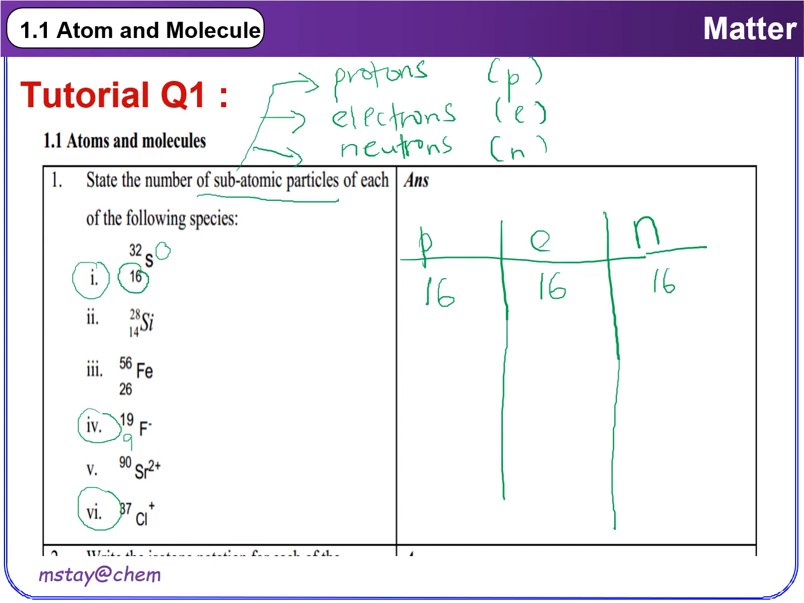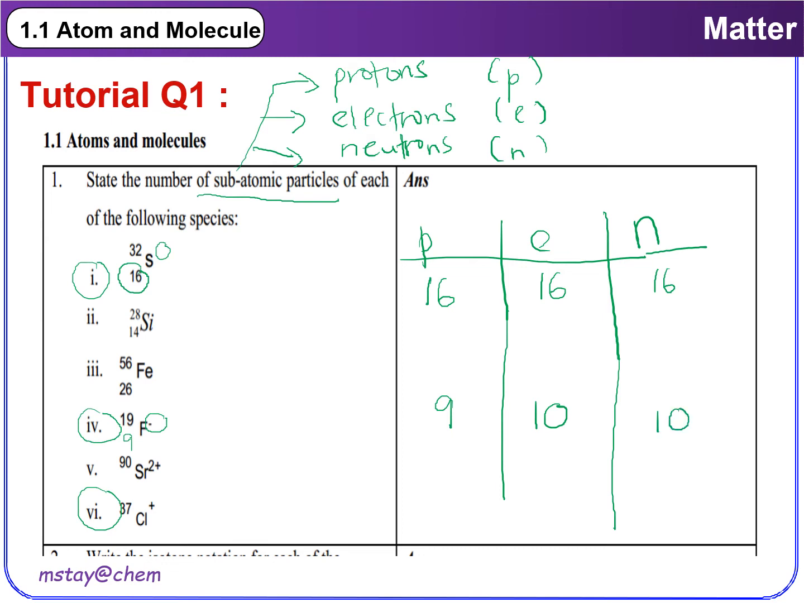Okay, so like just now, this 9 represents the number of protons. But here it is negatively charged, which means the fluoride ion has extra electron compared to proton. Extra how many? Extra 1 only. That's why the charge is 1 minus. So the number of electrons will be 10. And then the number of neutrons, 19 minus 9, will be 10 as well.